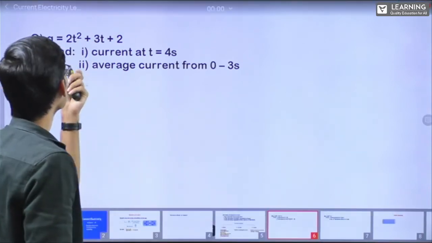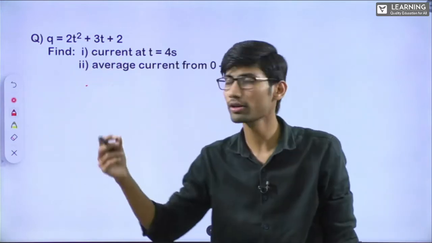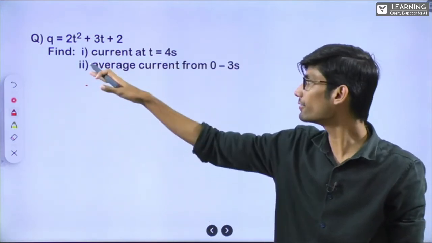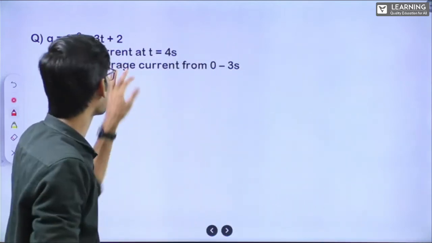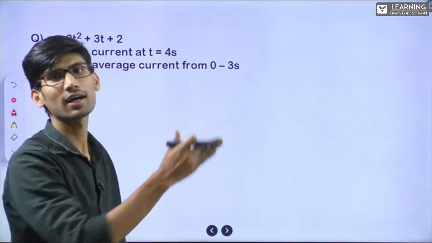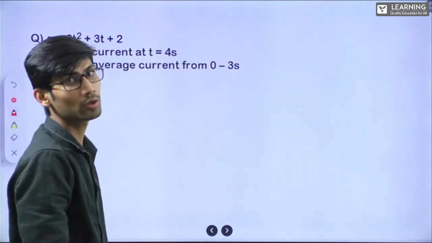Q is given to be 2t square plus 3t plus 2. Q as a function of time is given. We have to find the current at t equal to 4 seconds, and the average current from 0 to 3 seconds. Current at t equal to 4 means instantaneous current. At this instant I need the current. What do I have to do?